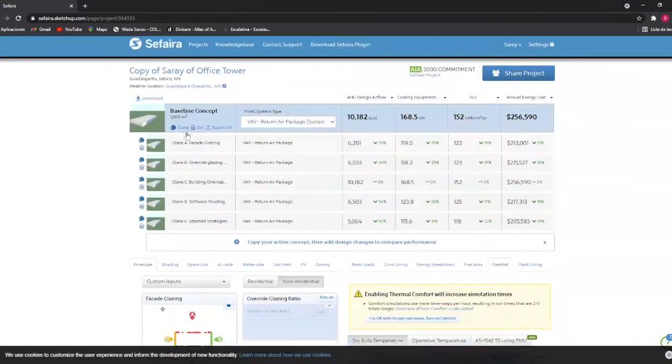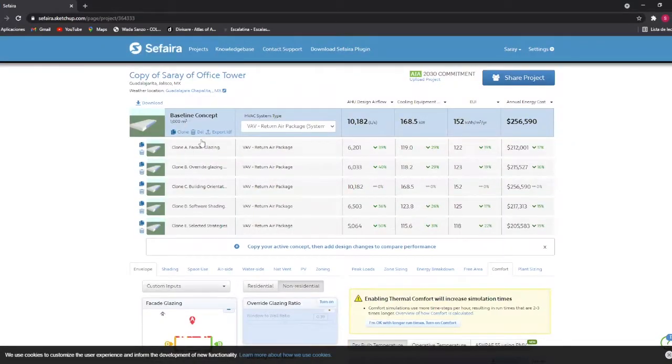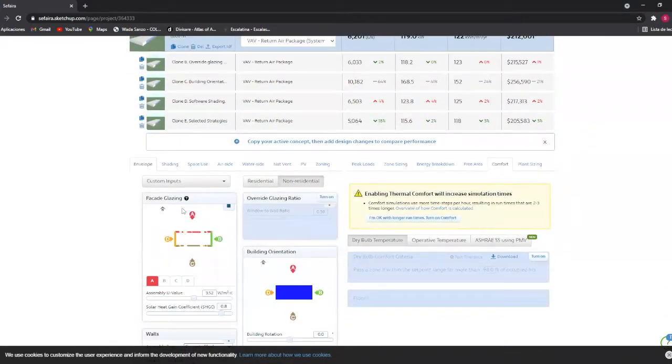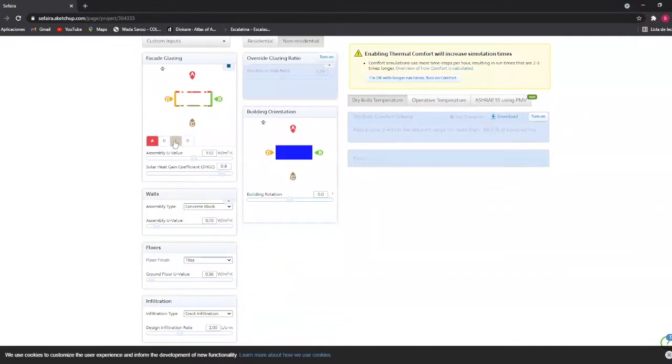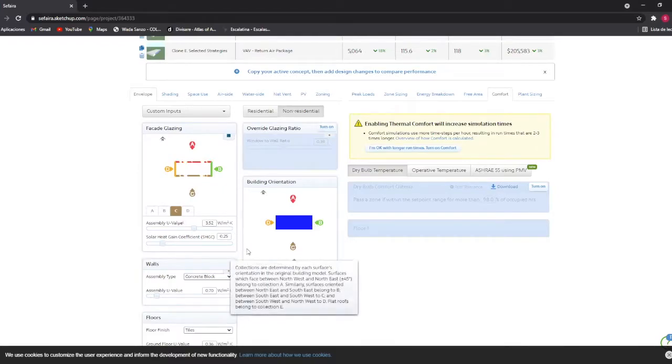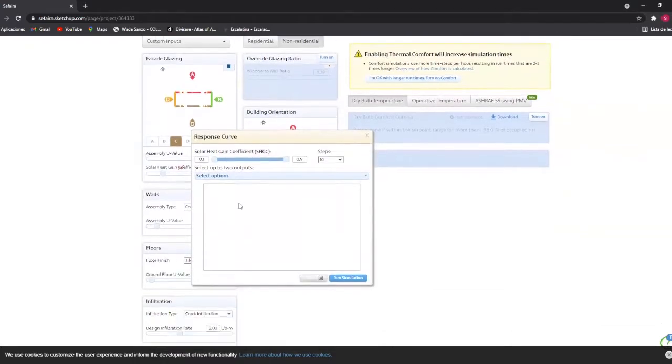Then we made 4 clones of the baseline concept. In the first one, we do the facade glazing changes. We change this just in the C facade. We decided to go for 0.25 because in the response curve, we noticed that it is the best option, because it's the one that is at the lowest point in the graph.